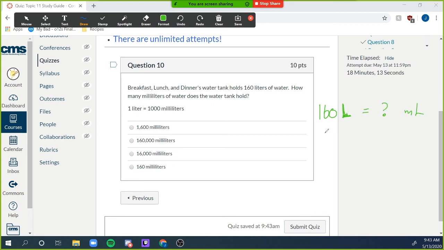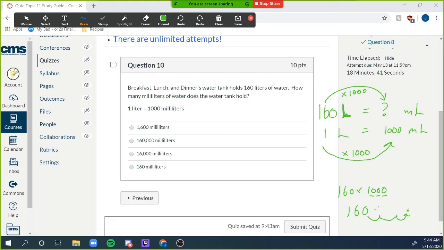And there's a base conversion here. 1 liter is equal to 1,000 milliliters. The units are on the same side, so we can proceed. Liter to milliliter relationship is going to be defined as times 1,000. So we're going to do that up here as well, times 1,000. So 160 times 1,000. We know that means we're going to move our decimal 1, 2, 3 times. 1, 2, 3. Fill in the zeros. So that's going to be 160,000 milliliters.